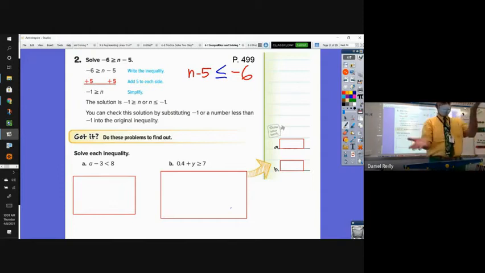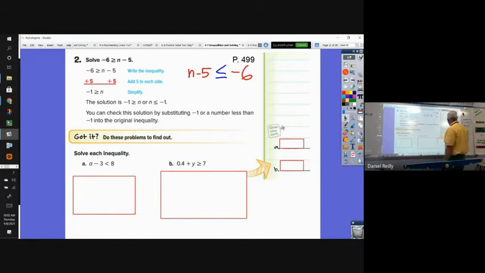That's because the inequality is like this. If I switch the order, I have to switch the direction of the inequality symbol, okay? So we've covered two big differences between equations and inequalities. The first one is equations only have one solution and inequalities have an infinite number of solutions. The second one is if you switch the sides of an inequality, you have to flip the sign, okay? And we'll get to the third and most critical one in a little bit. All right, so again here, we add 5 to both sides, and -1 is greater than or equal to n.